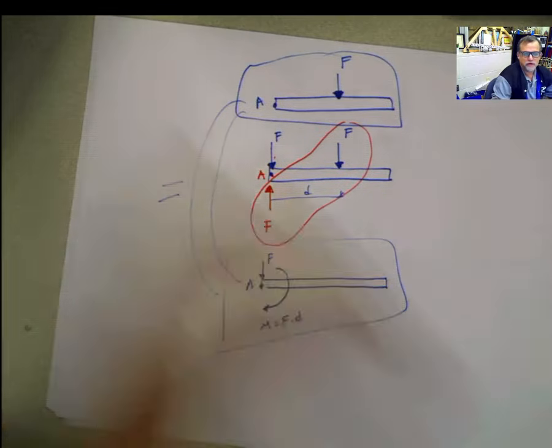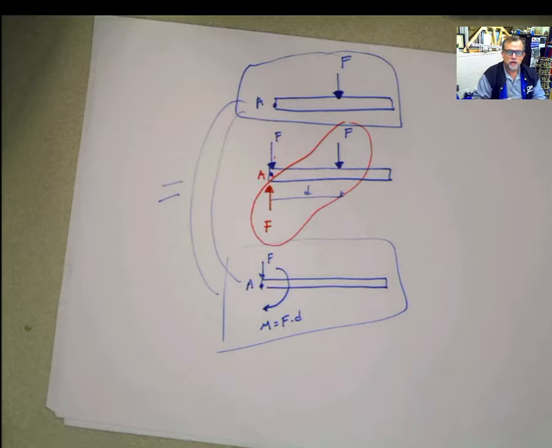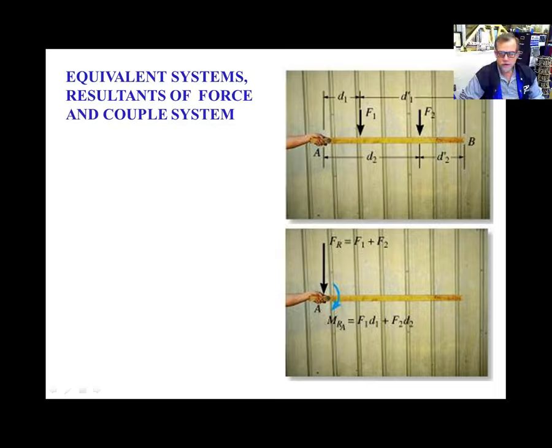This is the philosophy of how you transform a system with several forces and convert it at a particular point, and you can convert it to any other point that you want. In this case, of course, you have two forces. Those two forces I can transport in the same way, and then I can convert this system into one resultant force at that point, plus the moment generated by the other forces.